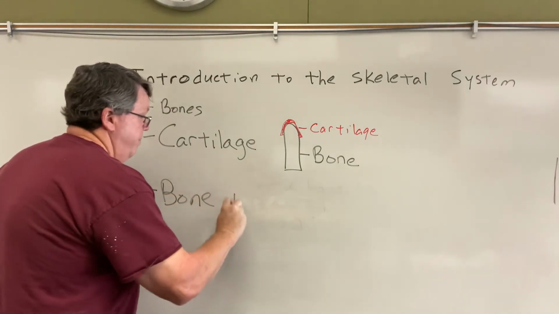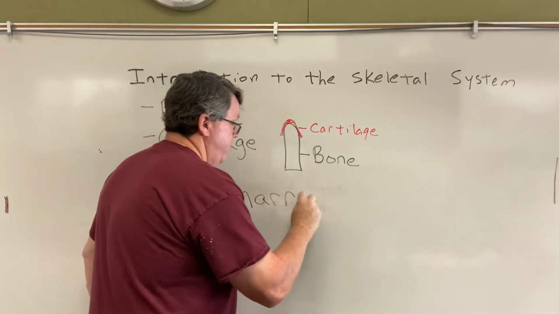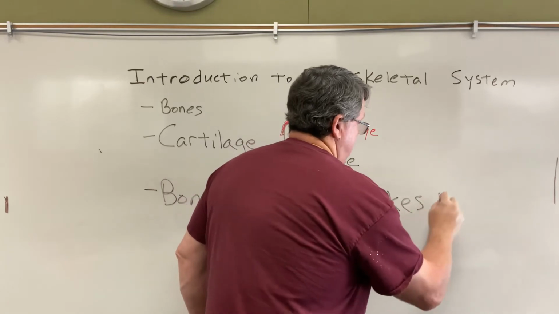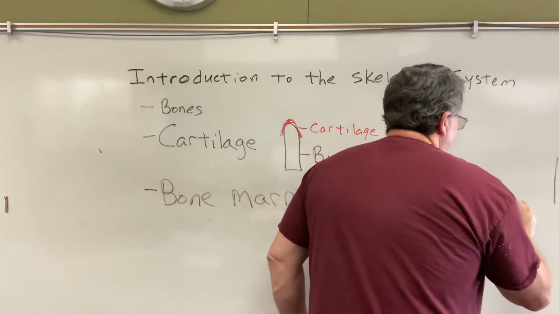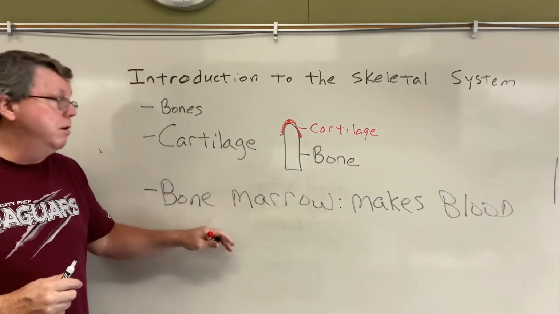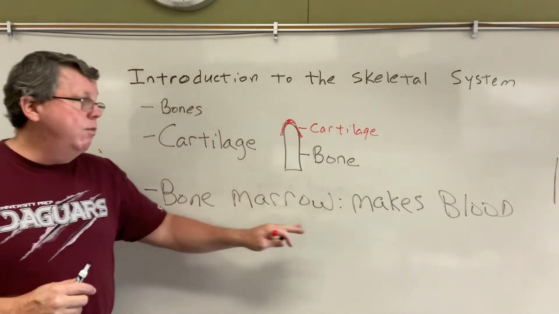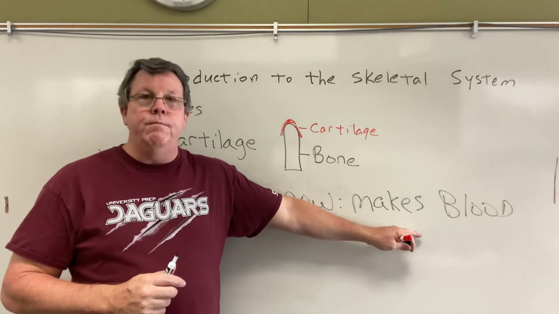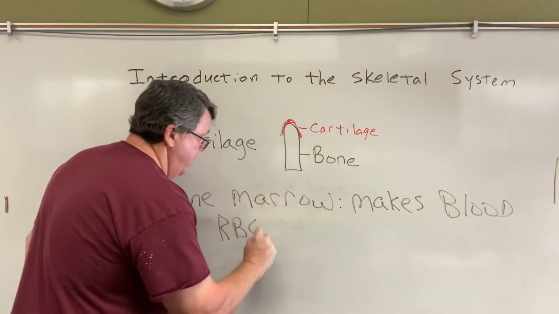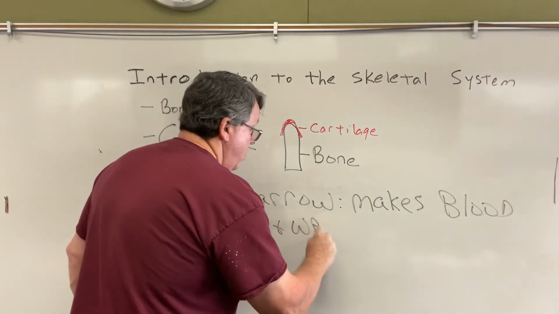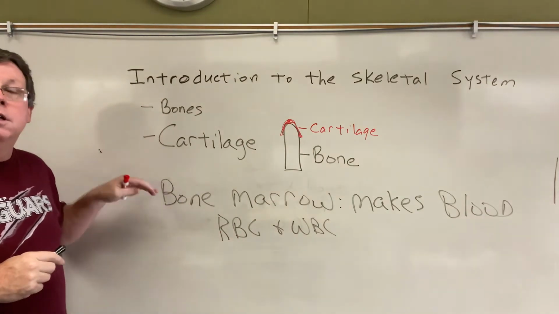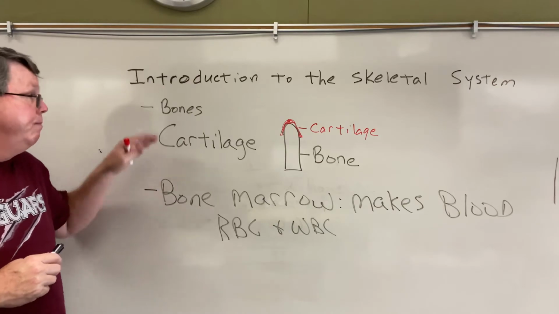You have bone marrow. So bone marrow makes blood. When you see a dog eat the bone, a lot of times the dog's not necessarily eating the bone because it likes the bone. It wants the bone marrow, the blood that's out of the middle. Okay, and when I say it makes blood, it's going to make red blood cells. RBC stands for red blood cells, and white blood cells. Okay, so that's basically the parts that make up the skeletal system.